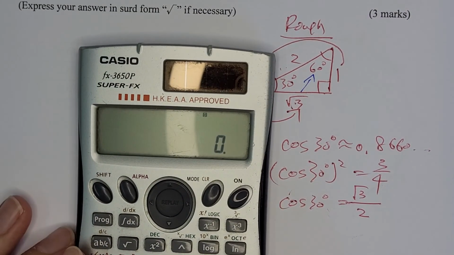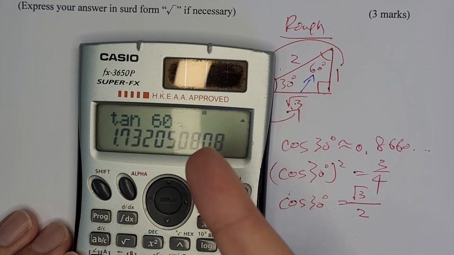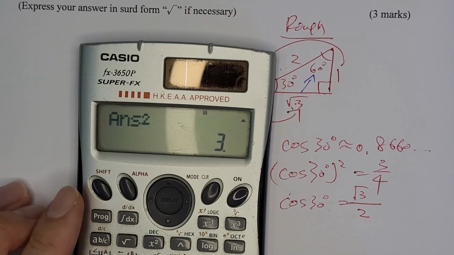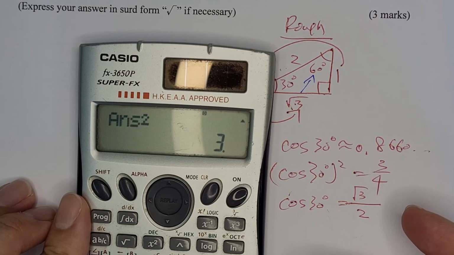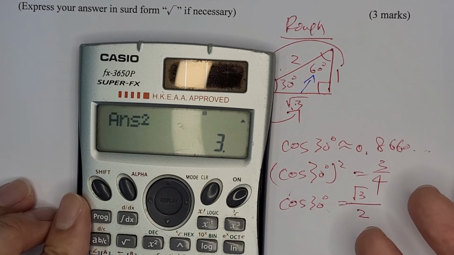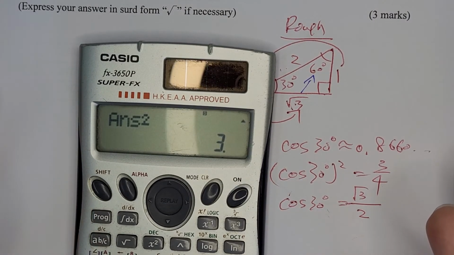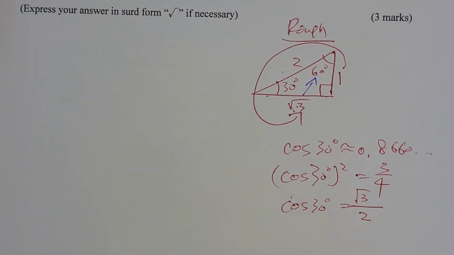For example, tangent 60 degrees. How about taking the square? That's 3. That means tangent 60 degrees squared is 3. So tangent 60 degrees will be square root 3, right? So you can use this method to help you. But go back to this question now.